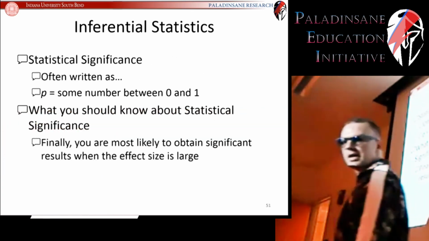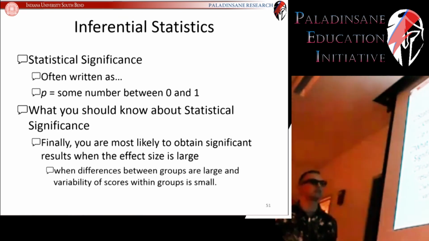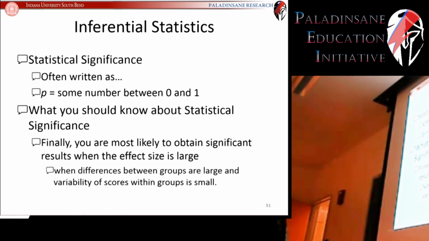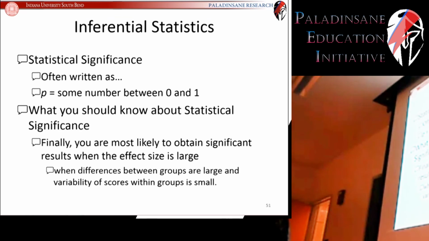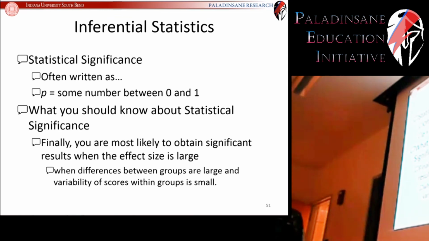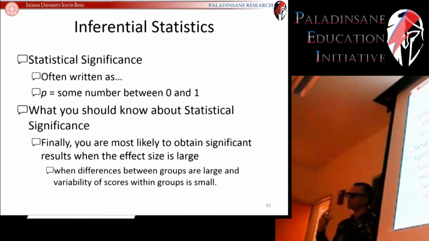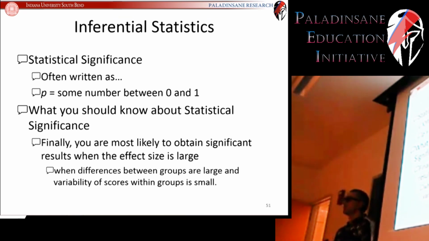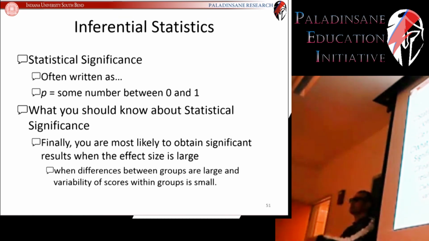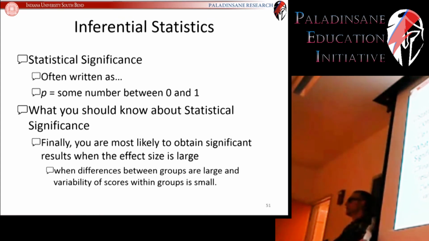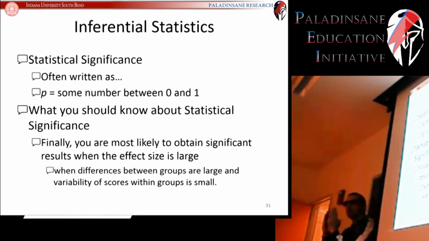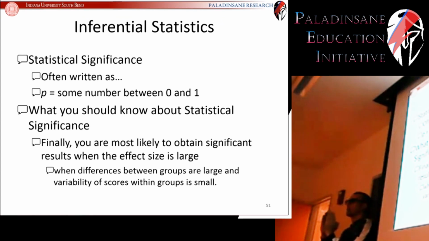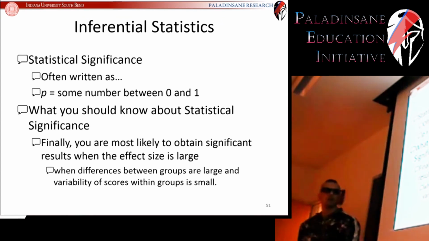All right, and finally, you're more likely to obtain significant results when the effect size is large, and that's when differences between the groups are large and the variability of the groups, the scores within the groups, is small. This is basically the opposite of what we just had. If you have a big difference, it's easy to detect. You don't need a lot of subjects. If you got a small real difference, it's difficult to detect. You need a lot of subjects.